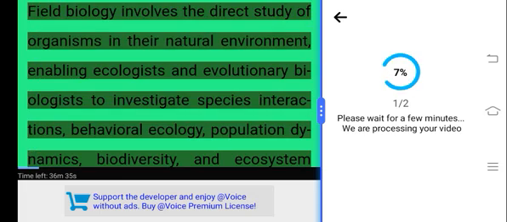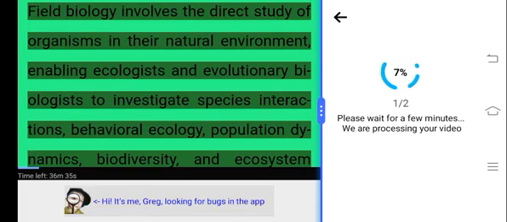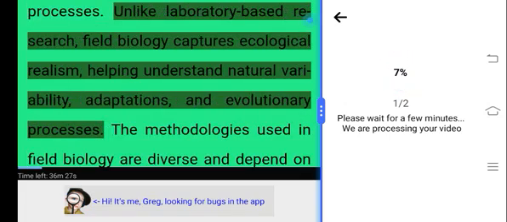Field biology involves the direct study of organisms in their natural environment, enabling ecologists and evolutionary biologists to investigate species interactions, behavioral ecology, population dynamics, biodiversity, and ecosystem processes. Unlike laboratory-based research, field biology captures ecological realism, helping understand natural variability, adaptations, and evolutionary processes.